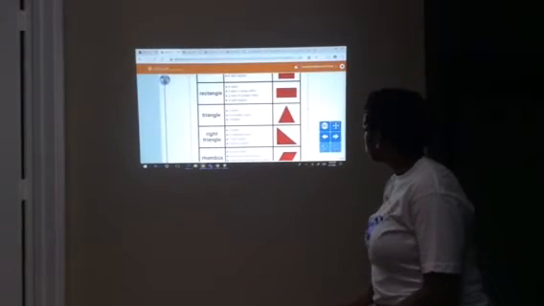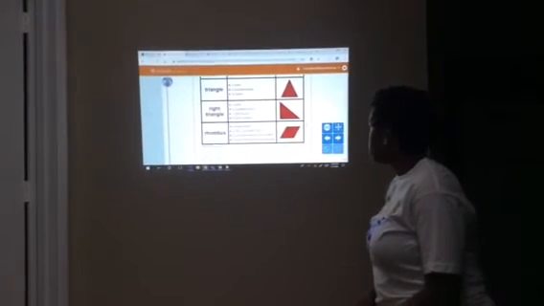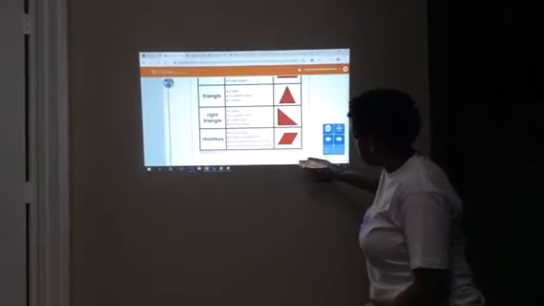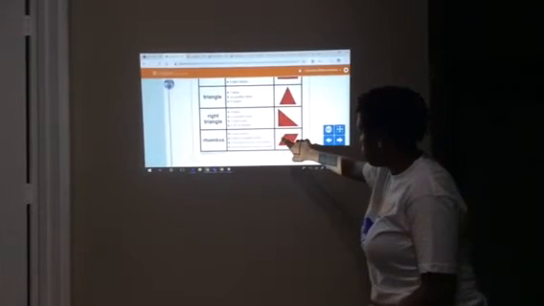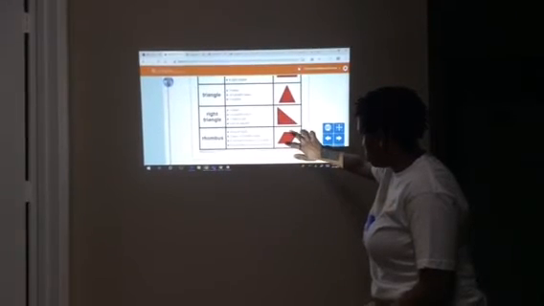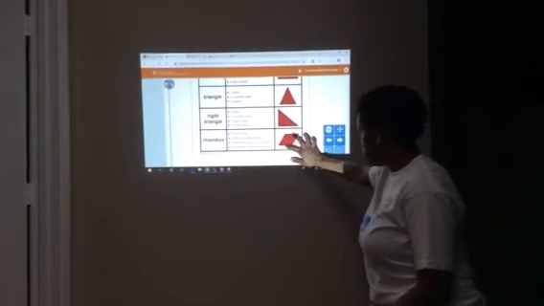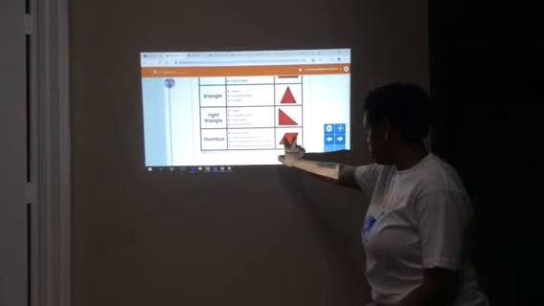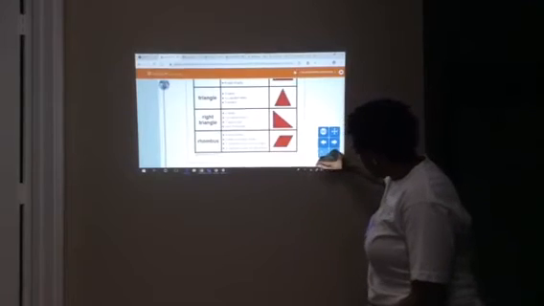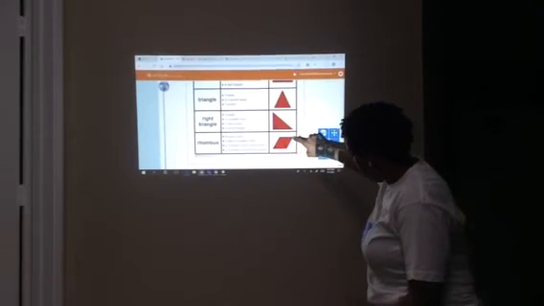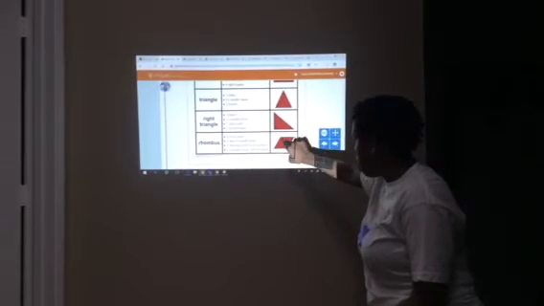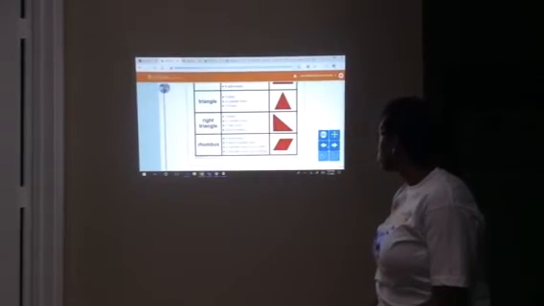Next shape is a rhombus. A rhombus has 4 equal sides. So it's 1, 2, 3, 4. It has two sets of parallel sides. So this is one set of parallel sides, and this is another set of parallel sides. Then it has 2 opposite equal acute angles. So this is an acute angle, then this is an acute angle, and then these 2 are obtuse angles.